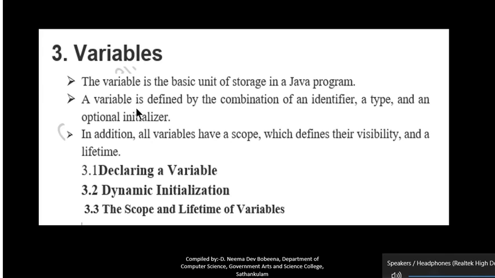Variables in Java. The variable is a basic unit of a Java program. Variables are defined by a combination of an identifier, its type, and an optional initializer. All variables have a scope, which defines the visibility and lifetime of a variable. Now we are going to see declaring a variable, dynamic initialization of a variable, and scope and lifetime of a variable.